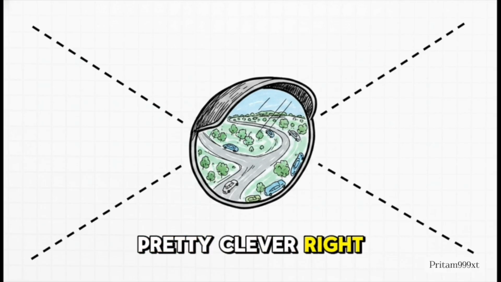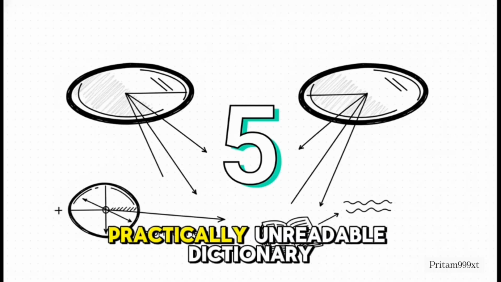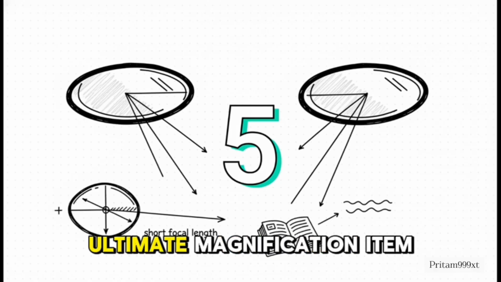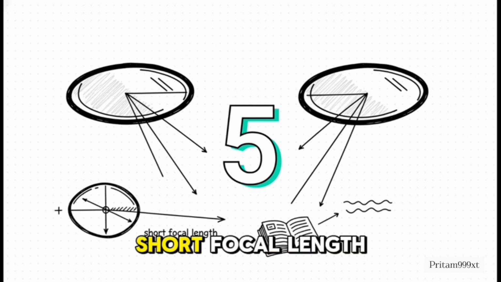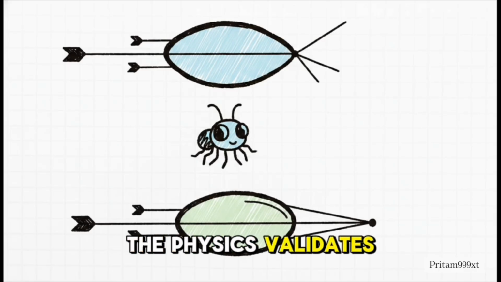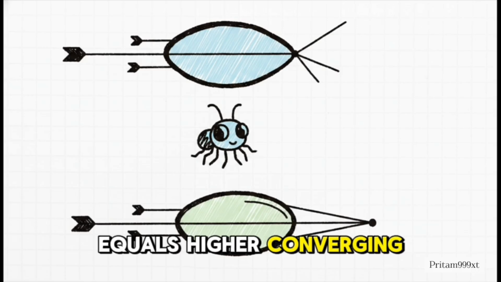Pretty clever, right? Now, imagine a scenario where you're forced to read tiny, practically unreadable dictionary letters. To get the absolute ultimate magnification item for this, you want a convex lens. But what kind? You're going to want one with a short focal length, specifically 5.5 centimeters, to be exact. The physics validates this strategy perfectly. Shorter focal length equals higher converging power.